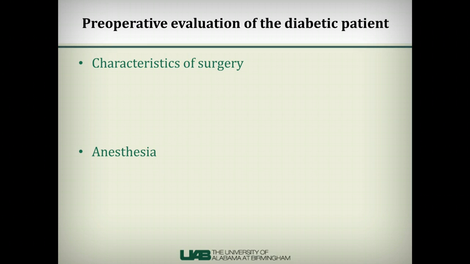So what about the characteristics of surgery and anesthesia? These are two other things we need to think about as we evaluate a diabetic patient in the preoperative period. So surgery, it's important to think about several things. Number one, is it a minor or a major procedure? Major procedures are associated with a lot greater metabolic disturbances. We also need to think about what time of day the surgery is planned for, because this is going to affect how long a patient is without food, and also it's going to affect how we dose their anti-diabetic medications. And finally, we need to think about the duration of surgery. Longer surgeries are going to be associated with greater metabolic abnormalities.